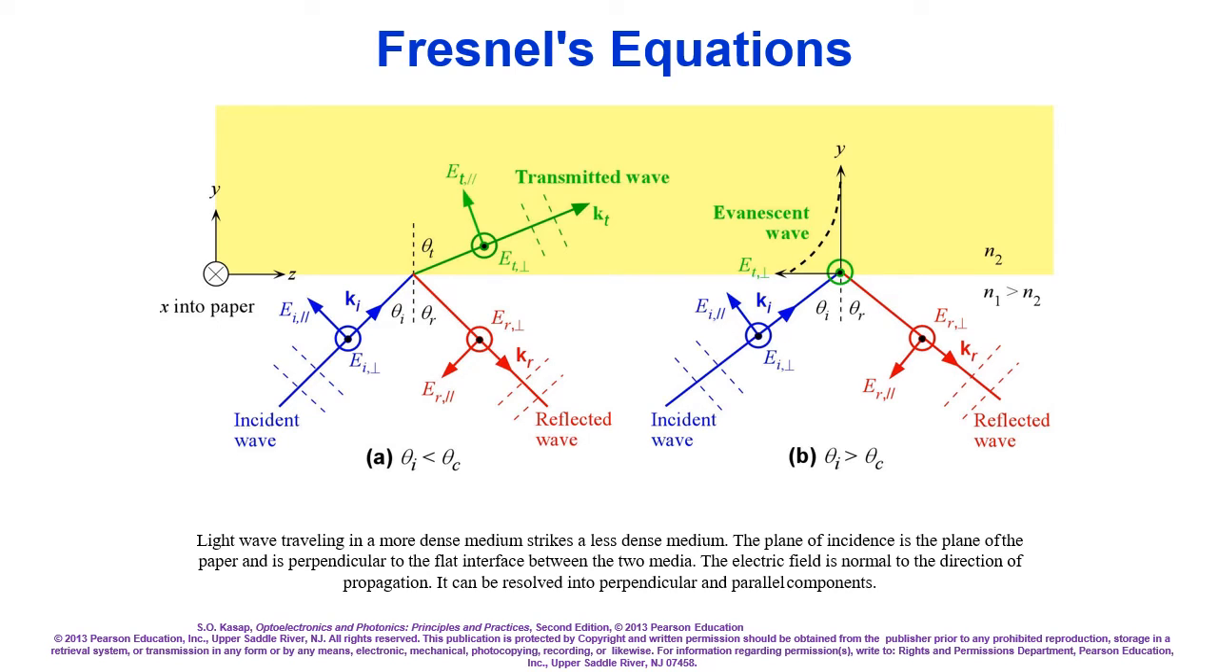So there is an incident wave, there is a transmitted wave, and there is a reflected wave. Each wave has two components, one parallel and another perpendicular. Using this concept, we are using Fresnel's equation. There are some boundary conditions in Fresnel's equation which will be described later on.